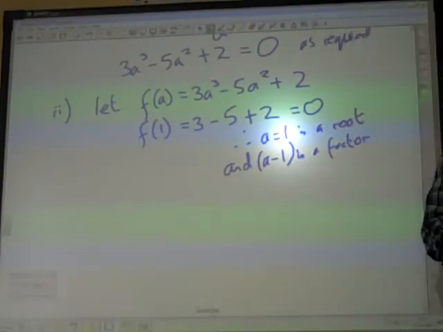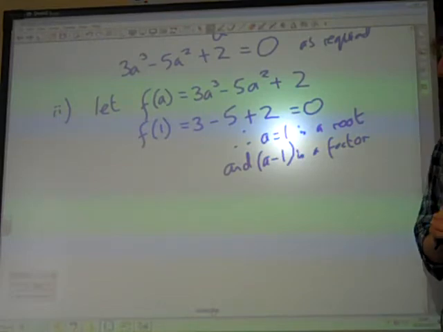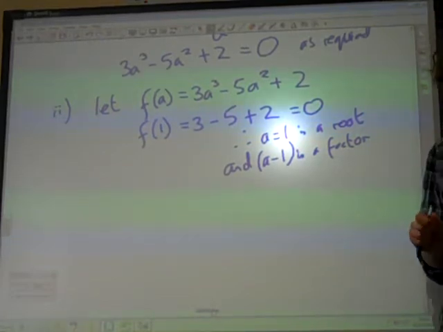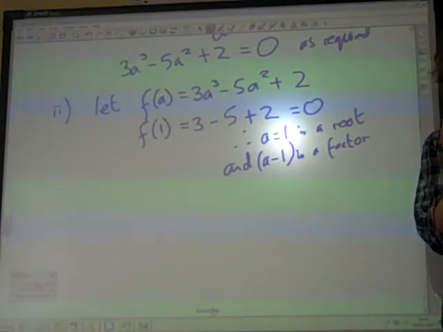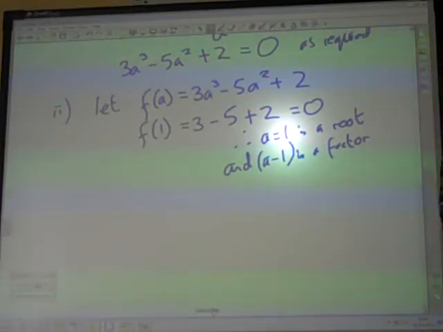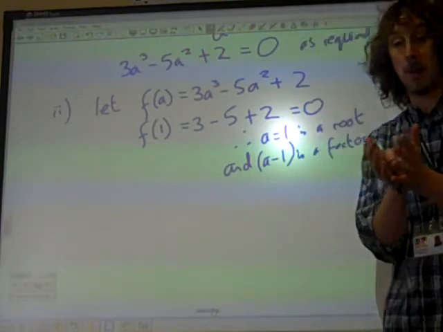So a equals 1 is one value. You've now got your choice about what you do with this, and one choice is to do long division. Long division is playing it safe, as long as you're good at long division. Because with long division, you make sure you're going to get the method marks for attempting long division.